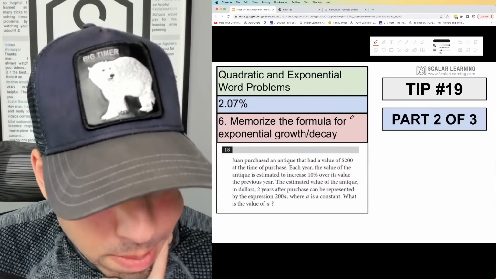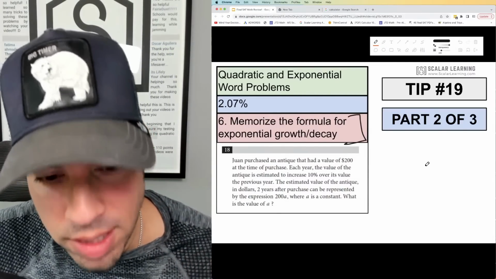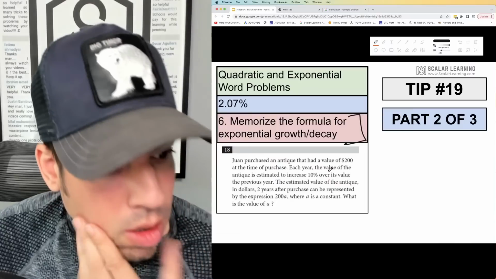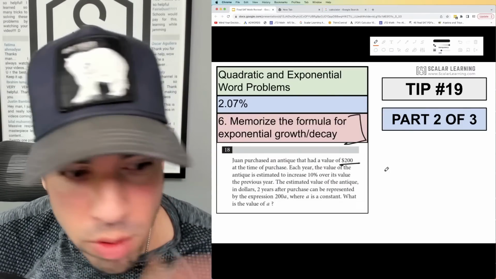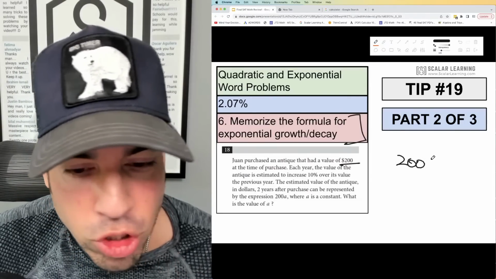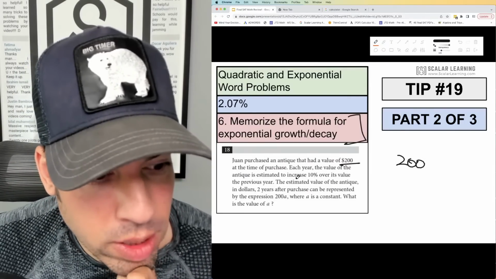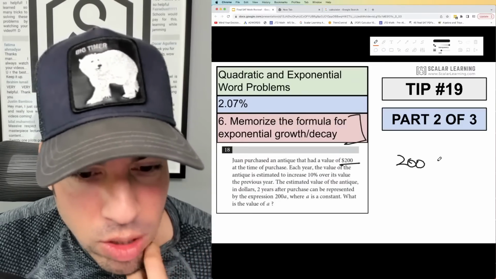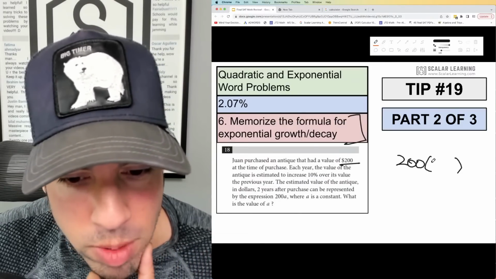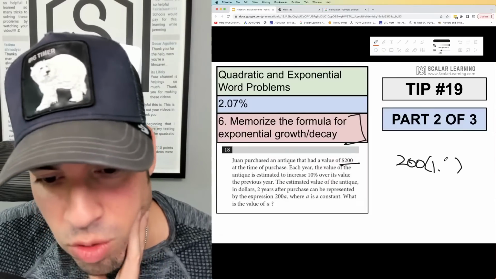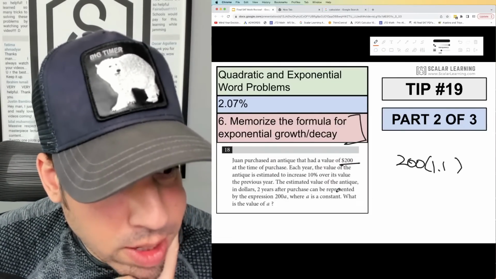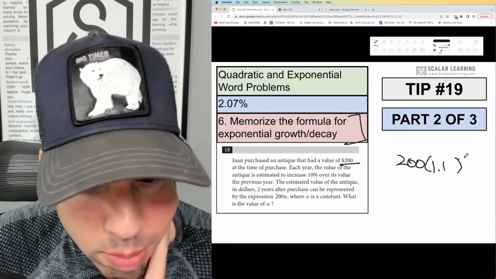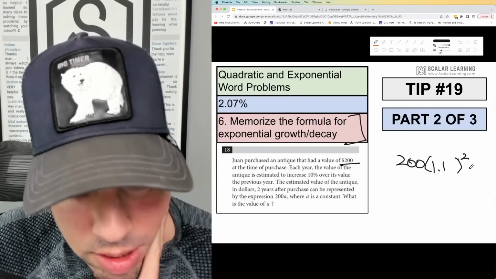Okay, this one. Memorize the formula for exponential growth and decay, which we already talked about. So Juan purchased an antique that had an initial value of 200 at the time of purchase. Each year, the value is estimated to increase 10% over the previous year. If you remember from the formula, that's 1 plus 0.10 or 1.1. And the estimated value of the antique 2 years after the purchase, and then we take it to the number of years, right? It's 10% per year.